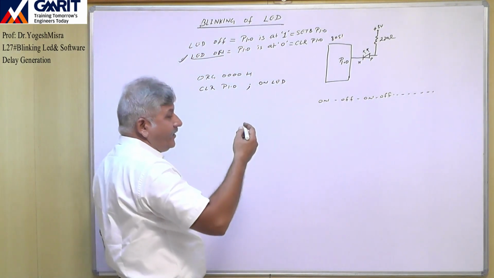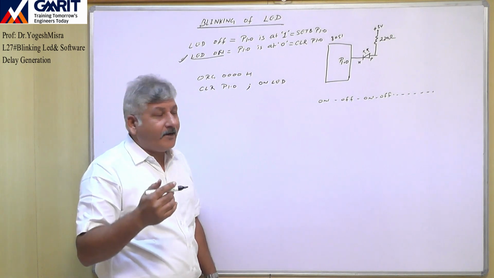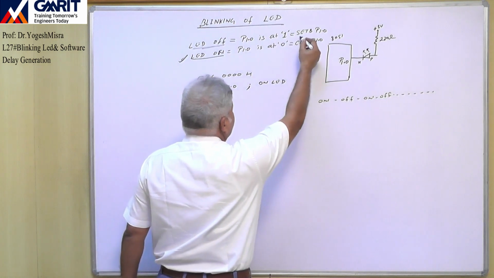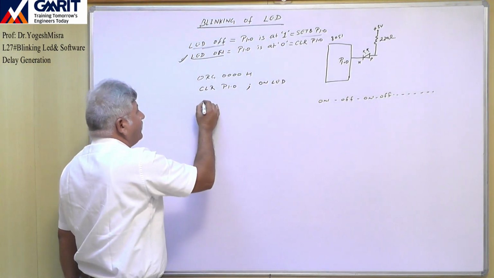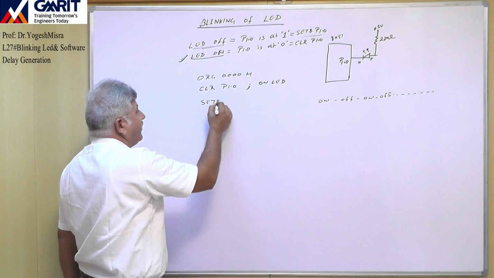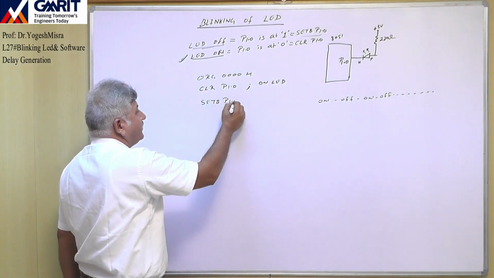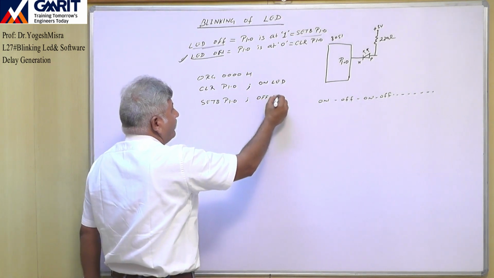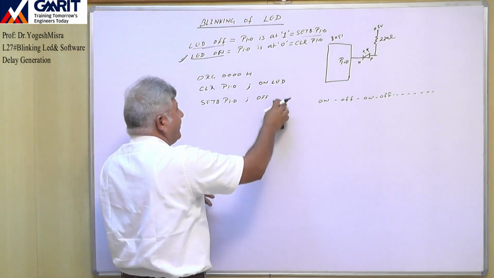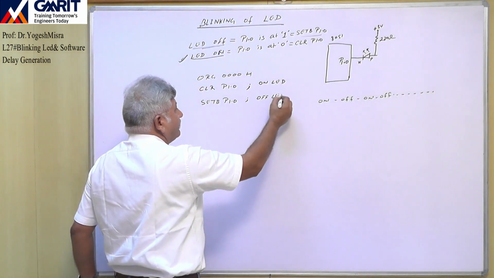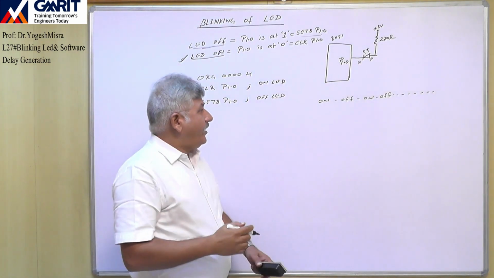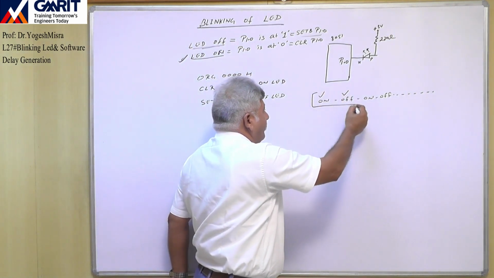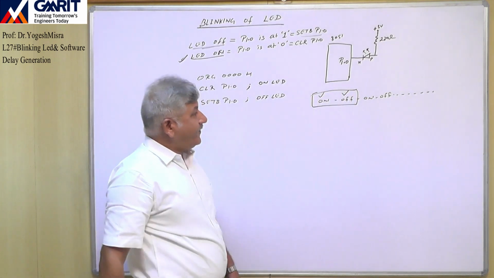And once the LED is on, now we have to switch the LED off. To switch the LED off, we have to write the instruction SETB P1.0. So this instruction will make the LED off. So now the LED is on and the LED is off. This particular work has been done.